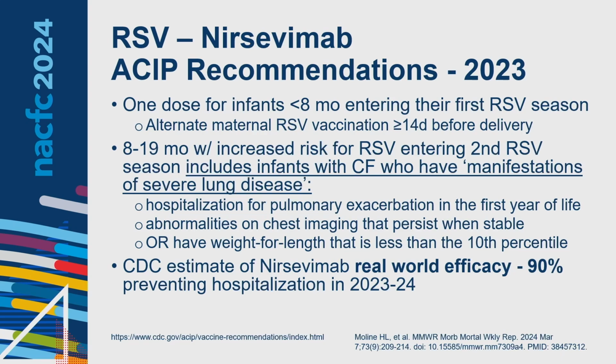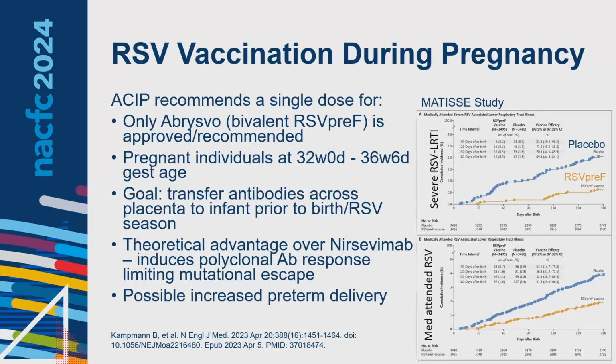But now there's a new recommendation in the second RSV season for infants who are 8 to 19 months starting the season, specific to cystic fibrosis, as well as many other infants with other chronic medical problems. For CF specifically, this applies to individuals with manifestations of severe lung disease, which includes hospitalization for a pulmonary exacerbation in their first year of life, abnormalities on chest imaging that persist when stable, or a weight for length less than the 10th percentile. Importantly, after the first season of nirsevimab's availability, the CDC estimated its real-world efficacy was approximately 90% at preventing hospitalization. So this is a great breakthrough.